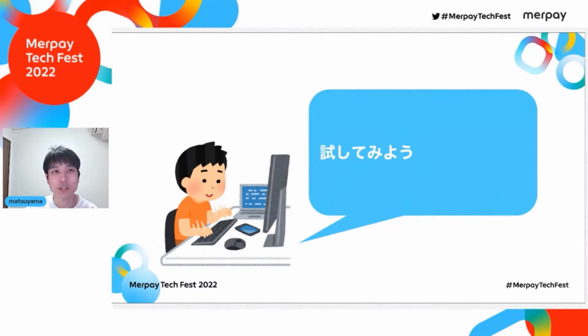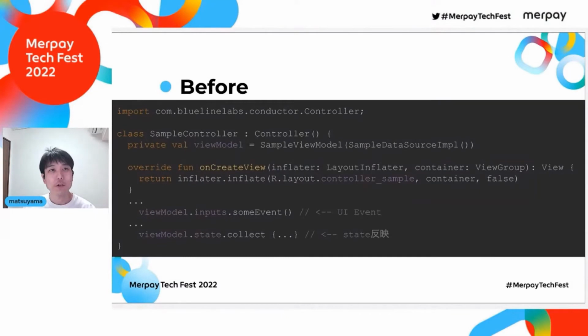This is what the schematic code looked like before Jetpack Compose. In the onCreated method, the view is created from the layout XML in inflater inflate. Although the code is quite abbreviated, there's an element called inputs as a destination for events from the UI, and a method for issuing events has grown up. And the latest current state is collected to update the UI.